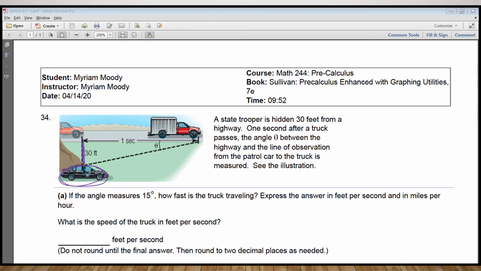1 second after the truck passes. This is 1 second. The angle theta between the highway and the line of observation to this patrol car is measured. So here it is. They're saying if the angle measures 15 degrees, they want to know how fast this truck is actually traveling. And they would like your answer in feet per second, and they also want it in miles per hour. So hang in there a second. Let's do one thing at a time, right?